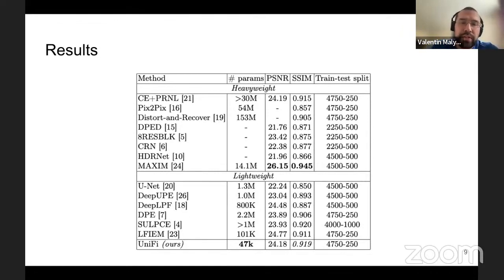I haven't introduced the metrics before. PSNR is a standard metric which actually measures how well we can differentiate the noise and the signal. SSIM is a similarity of images. So for both of them, the bigger the better.